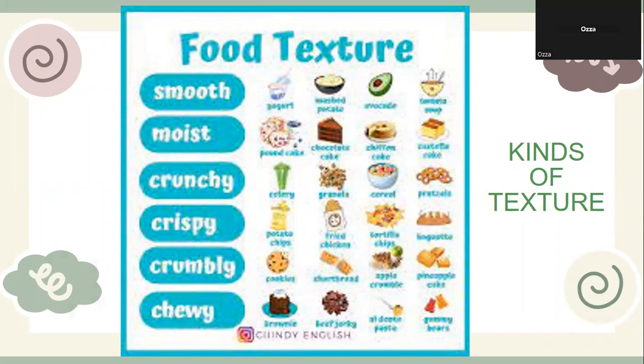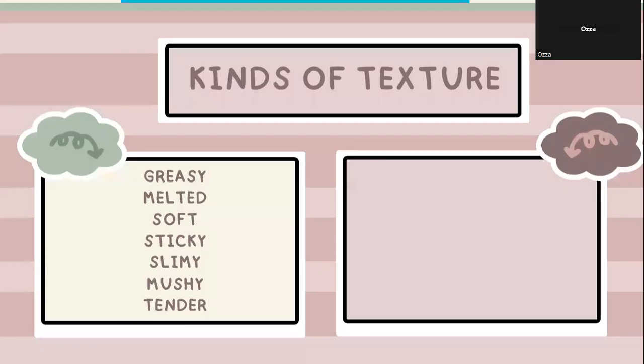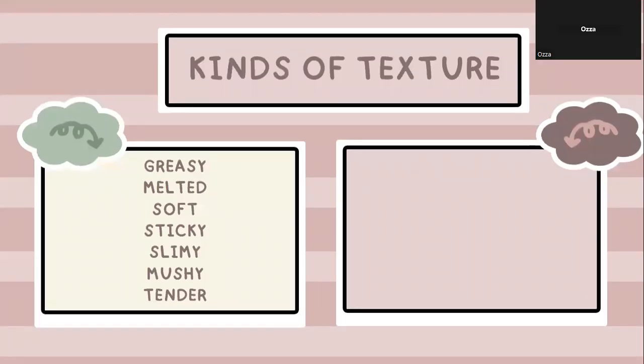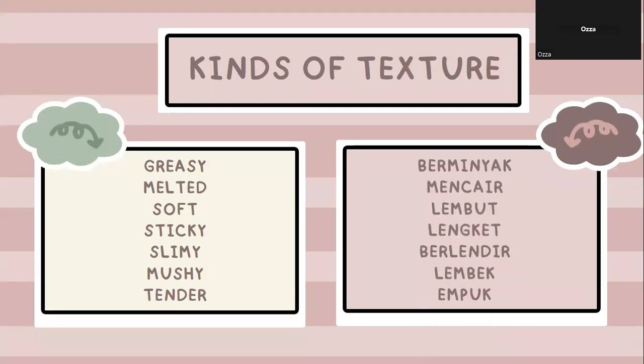Next is moist, and then crunchy, crispy, crumbly, and chewy. And not only five examples of texture, we have another kinds of texture. One, two, three, four, five, six, seven, we have seven other textures. So this is the meaning of the texture. Greasy in Indonesian is berminyak, melted is mencair, soft is lembut, sticky is lengket, and slimy is berlendir. Mushy is lembek. That's the texture of my favorite food, my porridge. And like I have said before, the last, tender, is empuk.